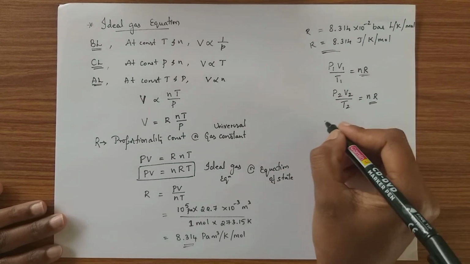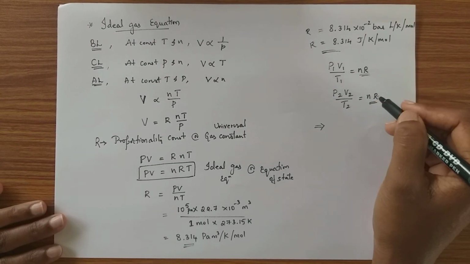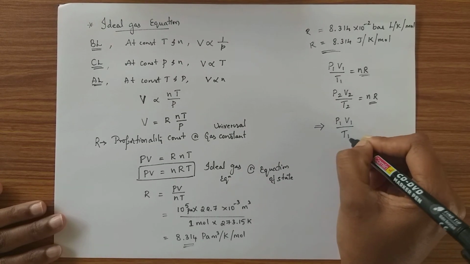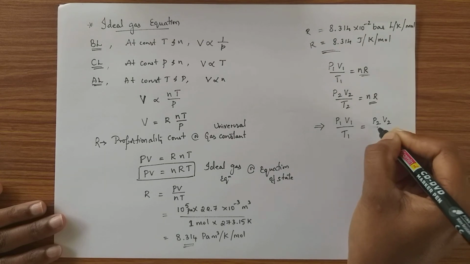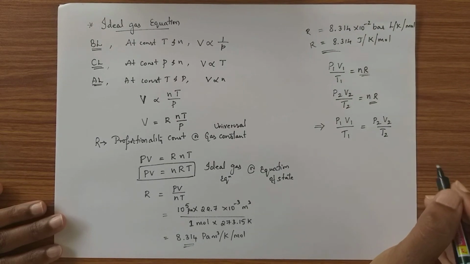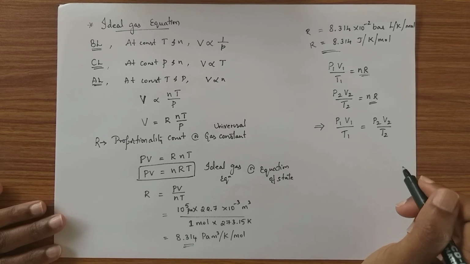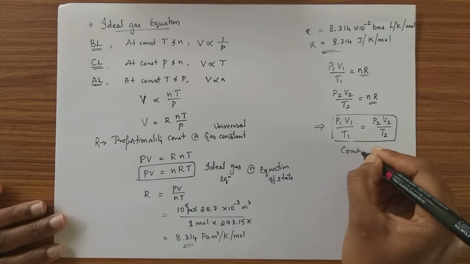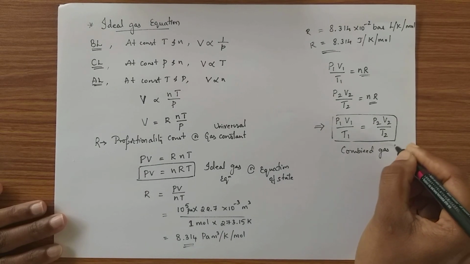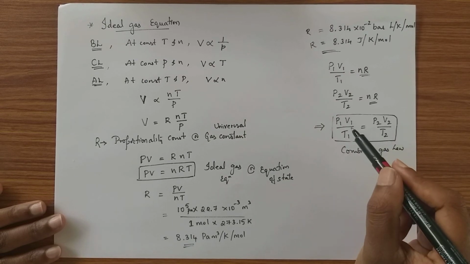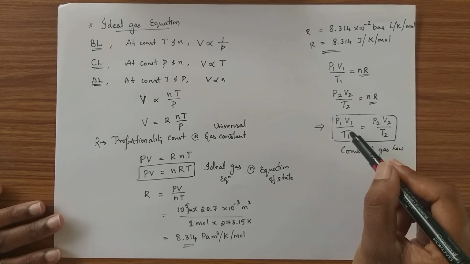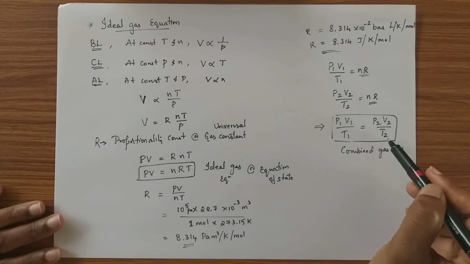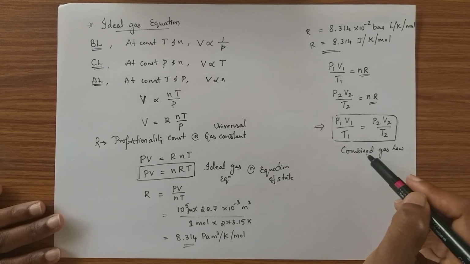Okay? Now you equate, since nR are equal, we can easily equate, that is P1 V1 by T1 is equal to P2 V2 by T2. So this equation we call the combined gas law. Combined gas law. Clear? So we are combining the three different variables, P1 V1 T1 with respect to P2 V2 T2. So we call this the combined gas law.